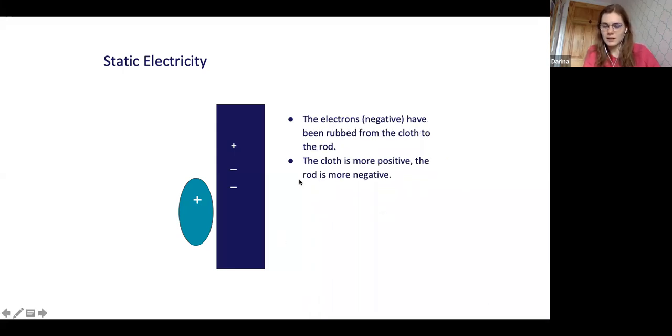Usually, and someone mentioned it in the chat, the comparisons made with static electricity are rubbing a rod and a cloth together. One of them is going to come away positive, one negative, or maybe your hair and a balloon, if anyone's done that experiment. You rub your hair with a balloon, and one becomes positively charged, one becomes negatively charged. After you rub your hair with the balloon, what can you see? Why do people do this? It's a bit of a weird thing to do. What are you expecting?